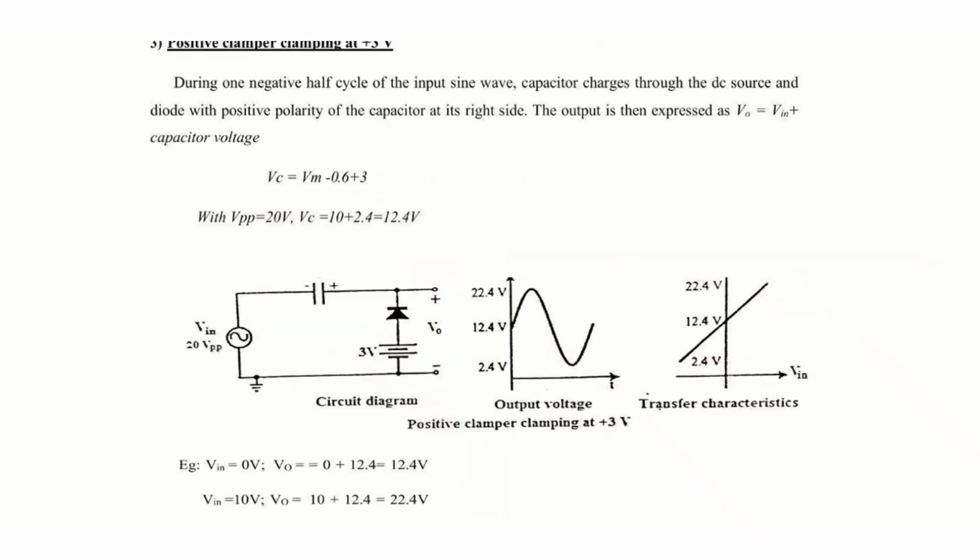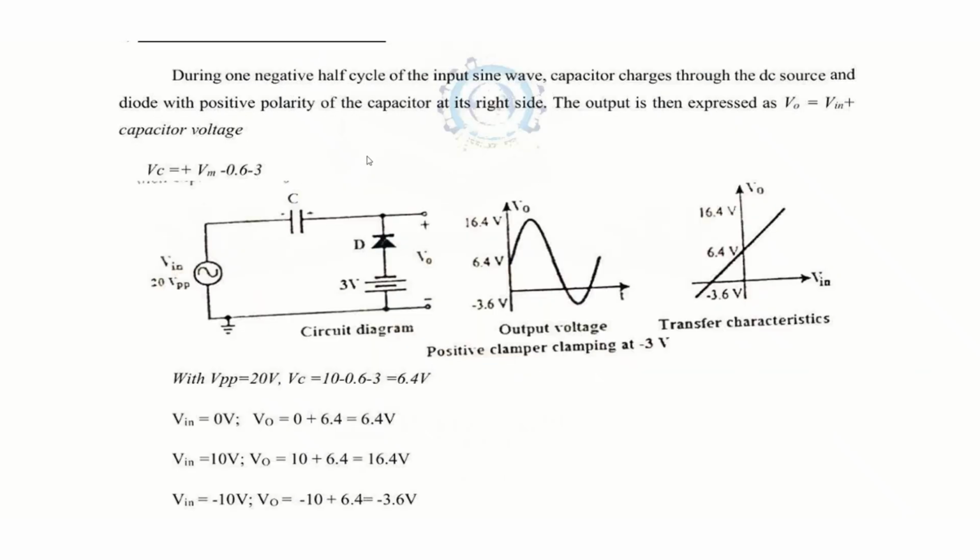Clamping is just the entire waveform being shifted upward or downward. When we apply a biasing voltage, what will happen? The biasing voltage addition is also incorporated. This is the positive clamper circuit. When a biasing voltage of 3 volt is applied, the biasing potential will also be added to the capacitor voltage.